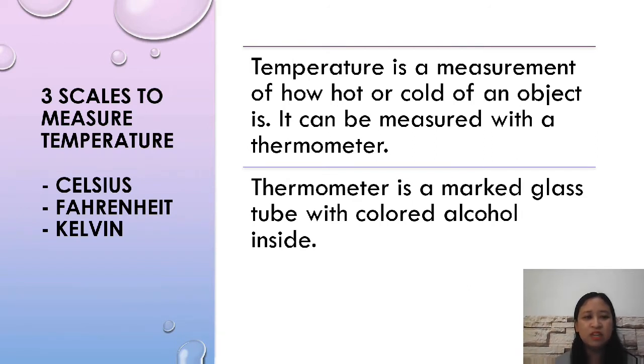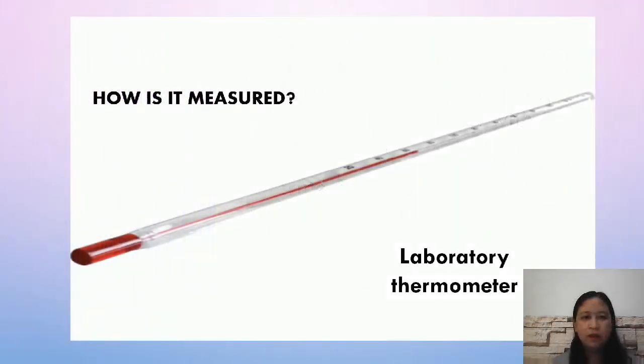Si Celsius, ito yung international scale. Ano ba ibig sabihin ng international scale? A temperature scale that defines the freezing point of water as 0 degrees and the boiling point of water as 100 degrees. Celsius scale, centigrade scale. How is it measured? Meron tayo ritong example na laboratory thermometer. Kung mapapansin nyo, yung laboratory thermometer, meron siyang red liquid inside. So, ano ba yung purpose ng red liquid inside?